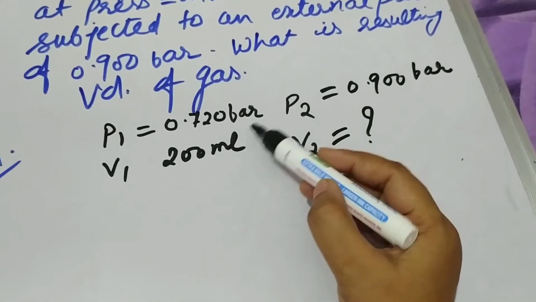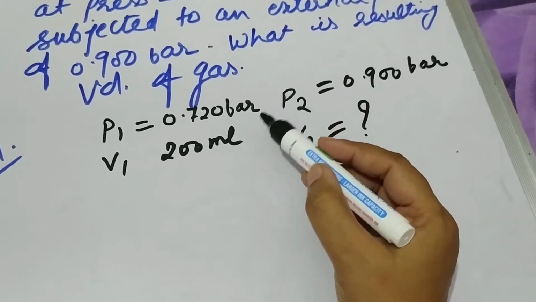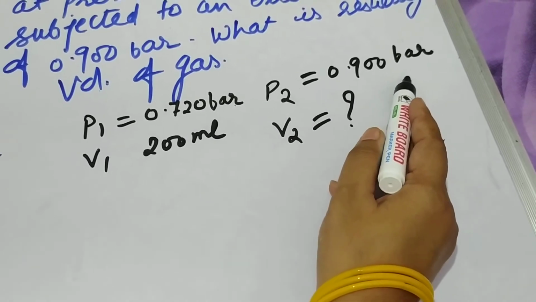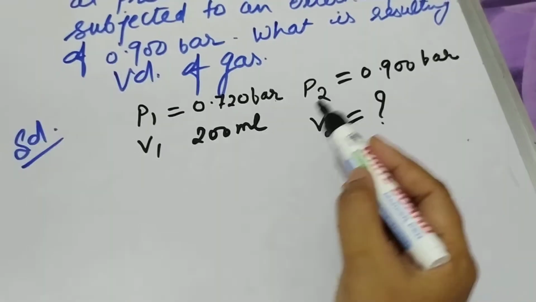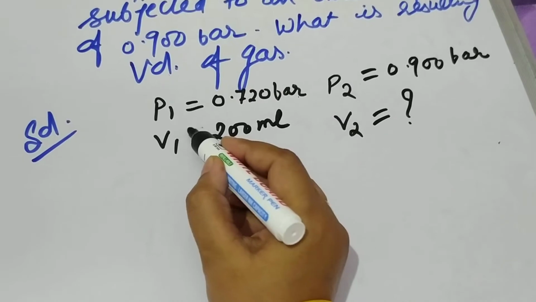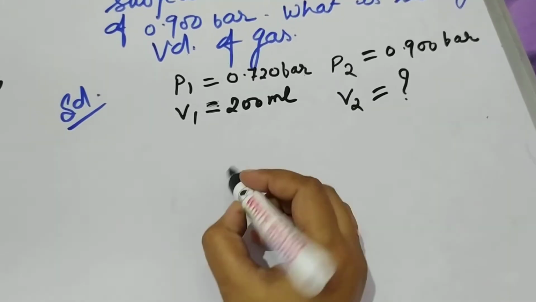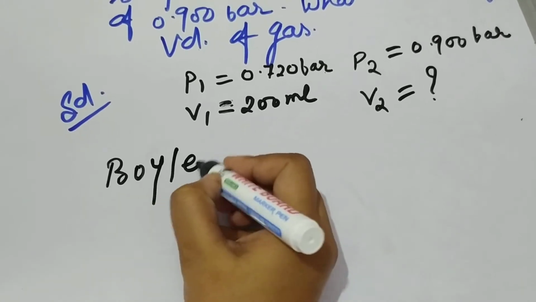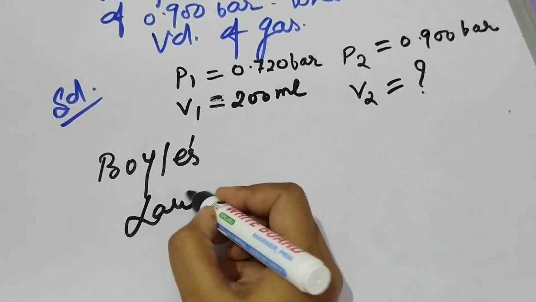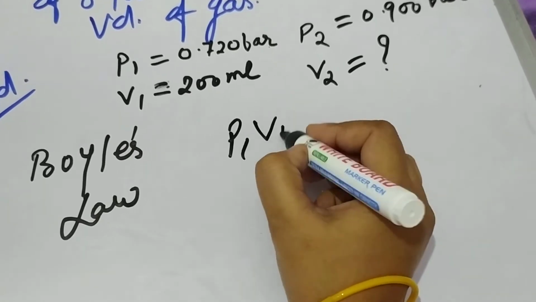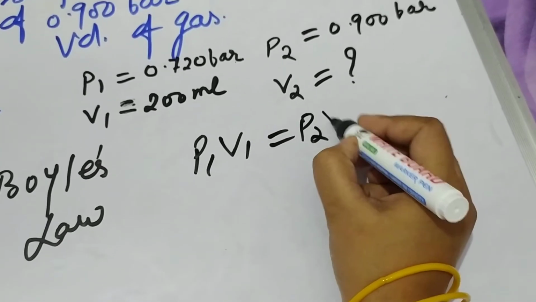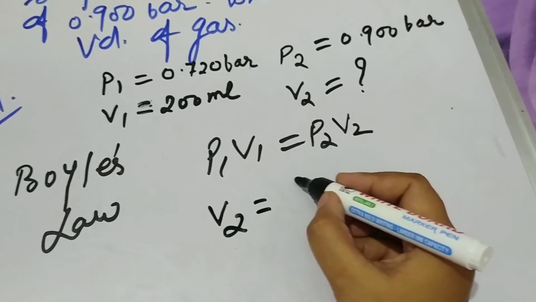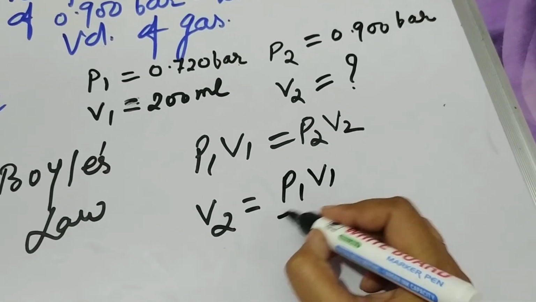Now you write these quantities correctly and then check the units on either side. Here there is unit bar of P1, again here unit is bar, so no need of conversion. Here the unit is ml, so the answer will be in ml only. Now you write here by applying Boyle's law, the law which we are using, and first write the formula, that is P1 V1 is equal to P2 V2. Now you have to calculate V2, so we'll modify the formula, that is V2 equals P1 V1 upon P2.